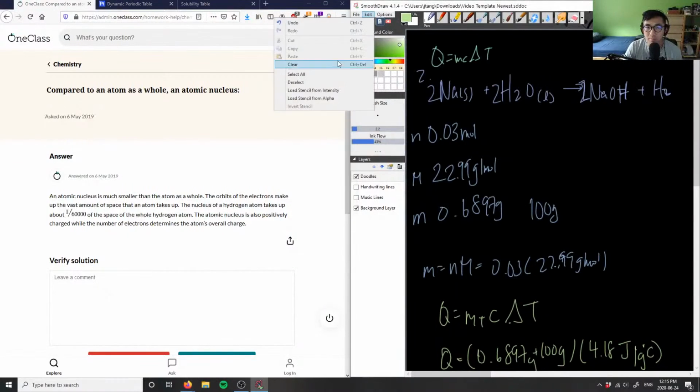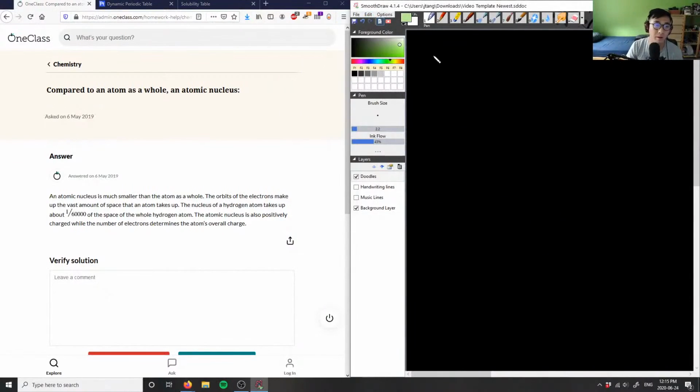All right, let's look at number 3. This is compared to an atom as a whole, an atomic nucleus. I don't really know what they're trying to ask here, but I can show you, if this is more so asked in a lower level chemistry kind of question, because we're talking about the nucleus. We can use a Bohr-Rutherford diagram, so maybe I'll do that for you.